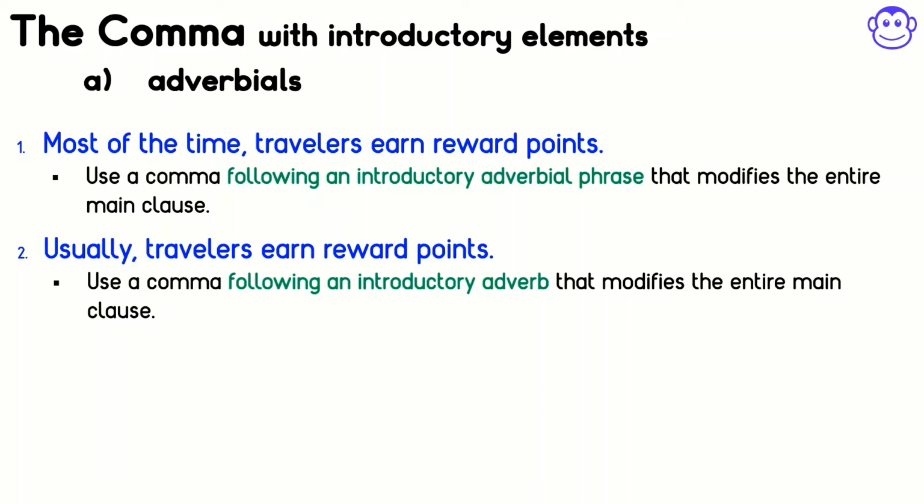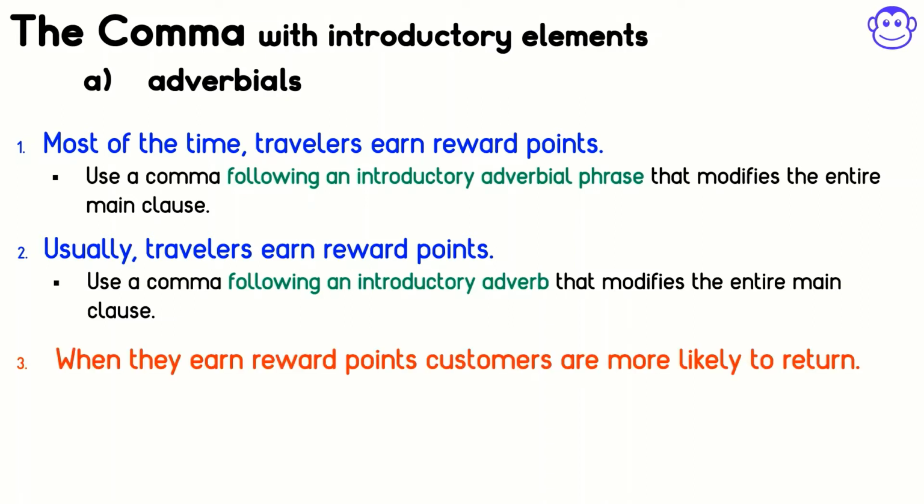The final adverbial element to consider is the clause. When they earn reward points, customers are more likely to return. We can identify that we have 2 clauses by counting the subjects and verbs. We have 2 subjects, they and customers, and 2 verbs, earn and are. So the first clause is when they earn reward points, and the second is customers are more likely to return.